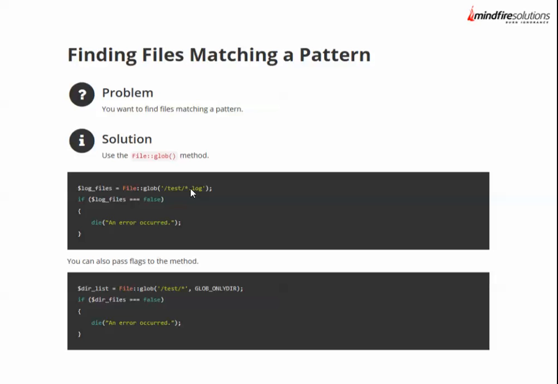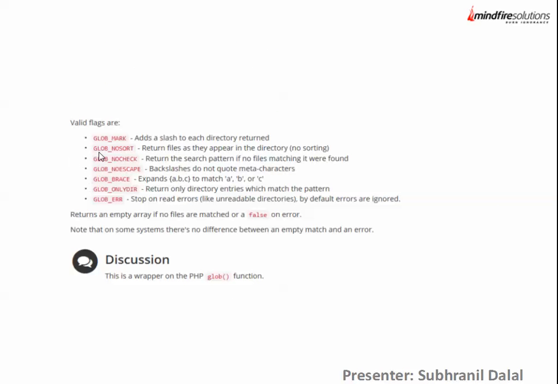Then this function takes a second parameter. You see here I pass test, then the second parameter is GLOB_ONLYDIR. So this means glob only directories. Later in this document I also mention what these parameters are and what they are for. Like GLOB_MARK, GLOB_NOSORT, which means it will send you all the files in a non-sorted way, GLOB_NOCHECK, GLOB_NOESCAPE, GLOB_BRACE, GLOB_ONLYDIR, GLOB_ERR. All these are the extra parameters you can pass, and you can check what they mean. Okay.